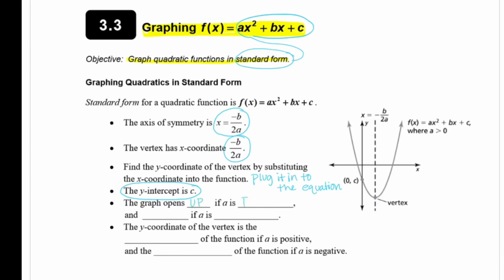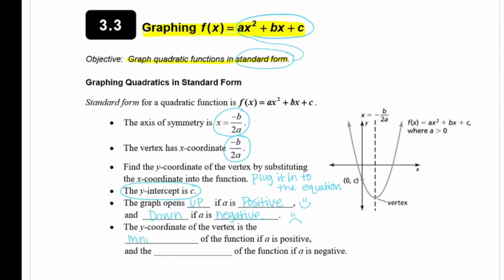The graph is going to open up if a is positive and down if a is negative. Now, if you think of a positive person, they're always smiling and happy, and they're going to create a smiley, happy face. And a negative person is going to have a frown on their face, and they're going to go upside down. So you can remember the way that the parabola goes by thinking positive. If a is positive, it goes up. If a is negative, it goes down.